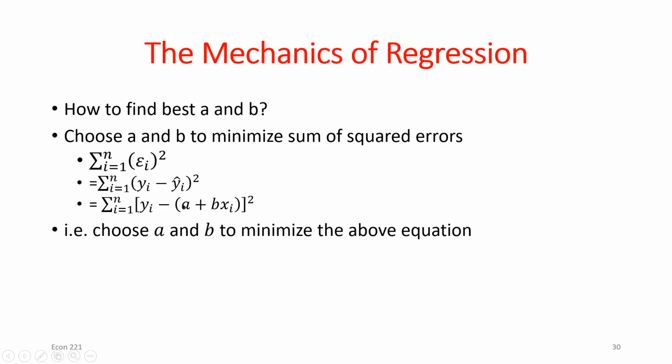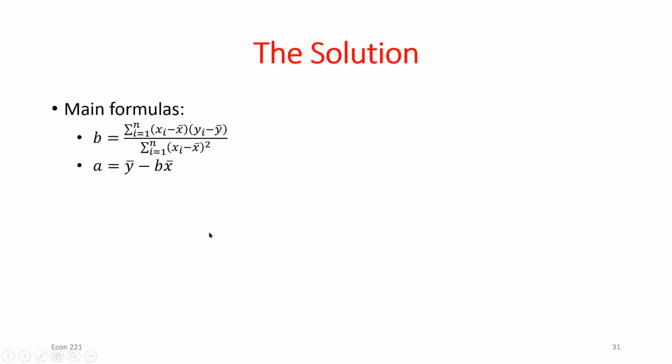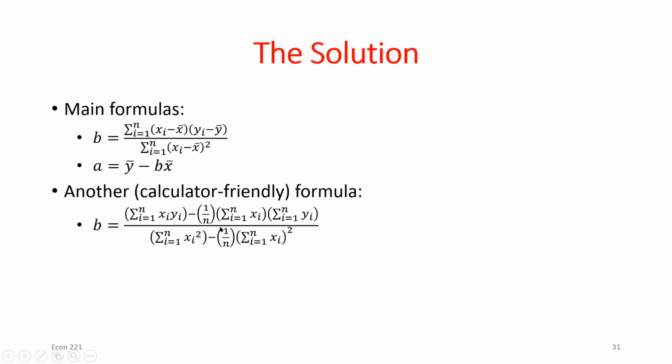So I'll take a derivative with respect to a, set it equal to 0. Take a derivative with respect to b, set it equal to 0. I've got two equations and two unknowns, so I can actually solve that. It takes a little bit of algebra, but if we solve it, we get something that looks like this. There are other forms that might be easier to deal with on a calculator. I don't want you to worry too much about this.